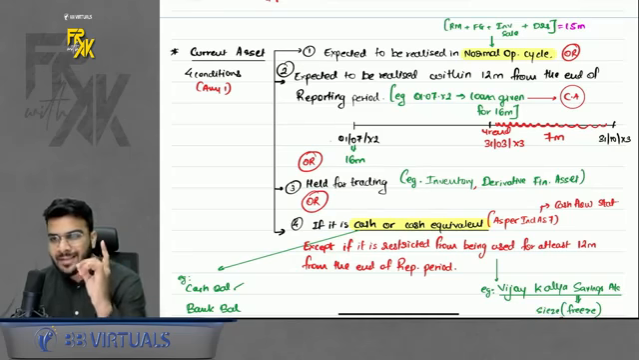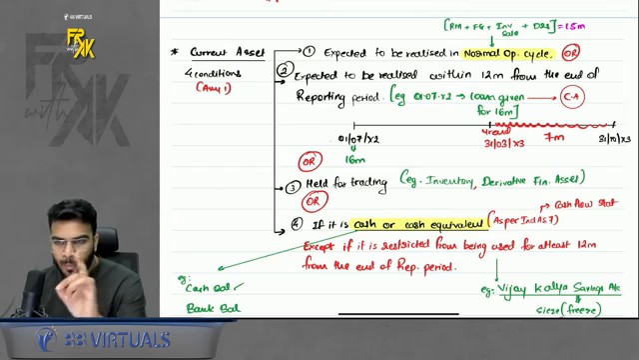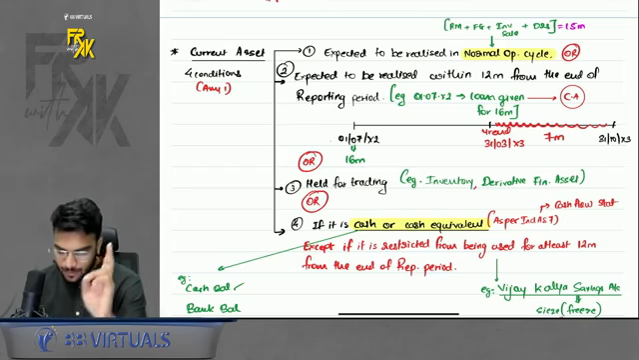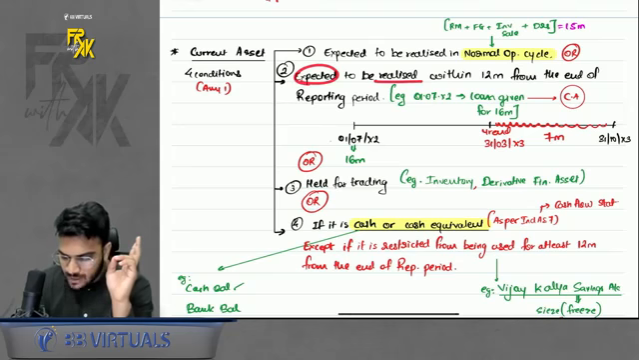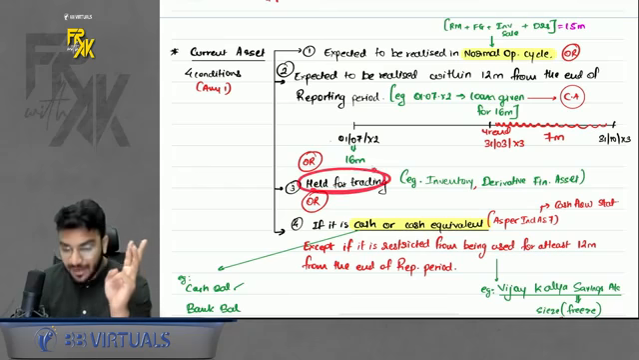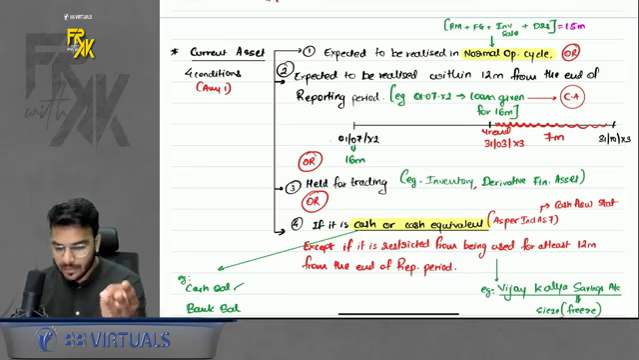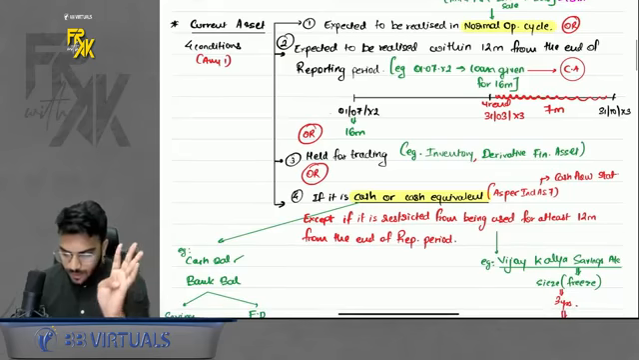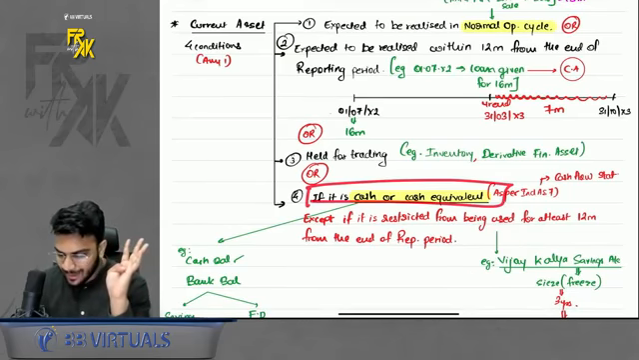First, if it is expected to be realized within the normal operating cycle, then current. Second, if it is expected to be realized within 12 months from the end of the reporting period, then current. Third, if it is held for trading, for example, inventories. If you trade in derivatives, then the derivative financial asset is current. Fourth, if it is cash and cash equivalent as per Ind AS 7.